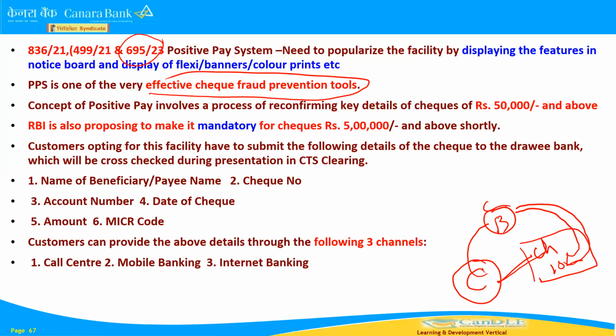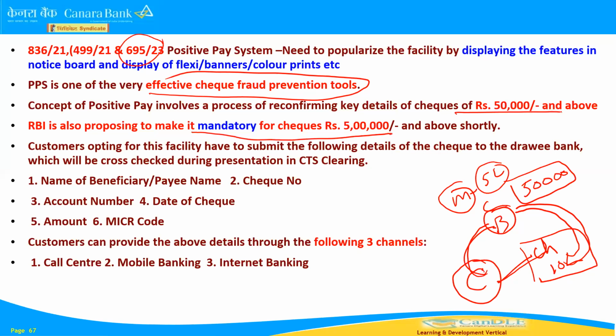So RBI told 50,000 and above, positive payment started. But remember, if they ask what is the cutoff limit for positive payment system, it is 50,000. But the party has to compulsorily give the information when the amount is 5 lakhs. Two amounts are there. Please remember, again I'm repeating: positive payment system starts at 50,000. Mandatory at 5 lakhs. Normal 50,000.